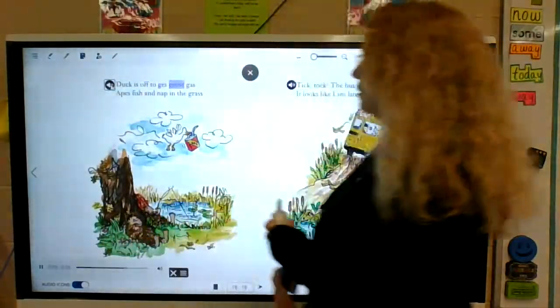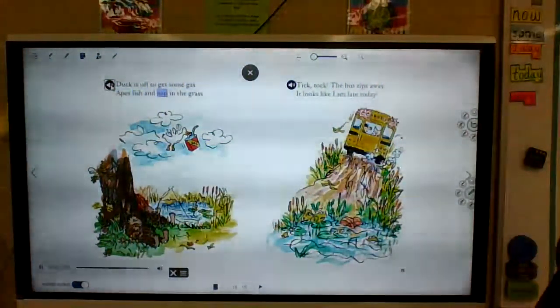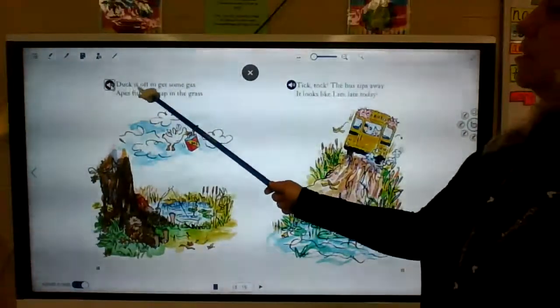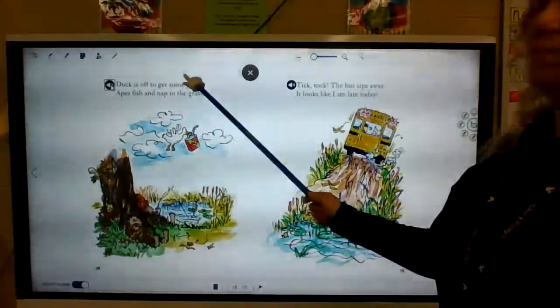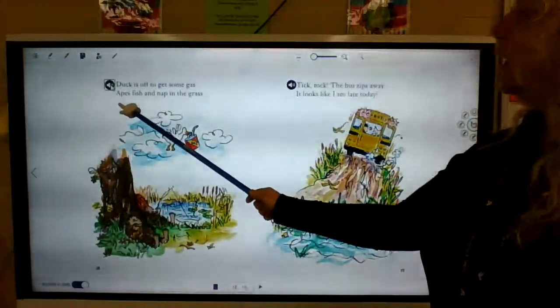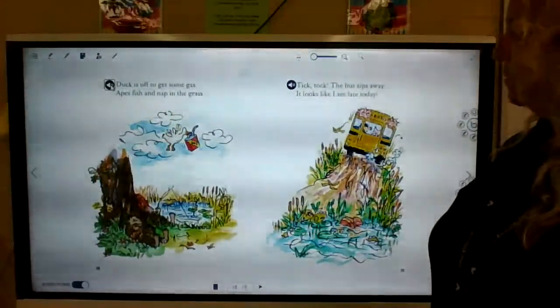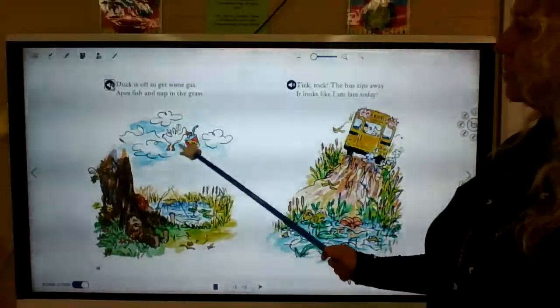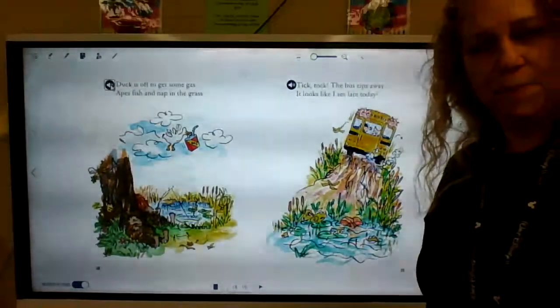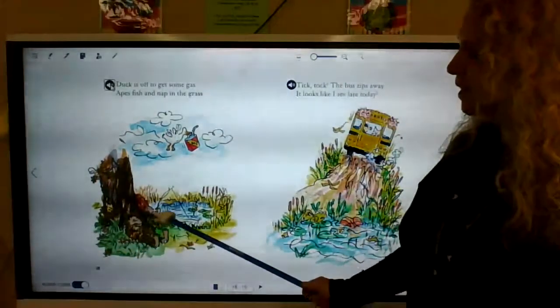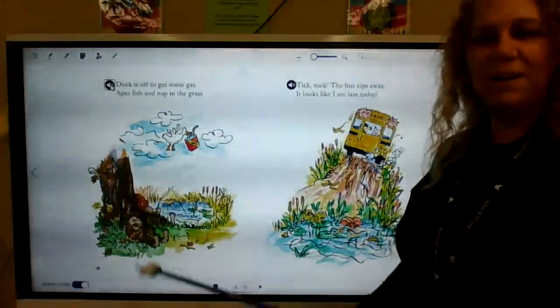Duck is off to get some gas. Apes fish and nap in the grass. Okay. Duck is off to get some gas. Apes fish and nap in the grass. So they got off. Duck's going to get gas for what? For the trash truck. And look at, can you see what the ape here is wearing? Is he wearing the wig?